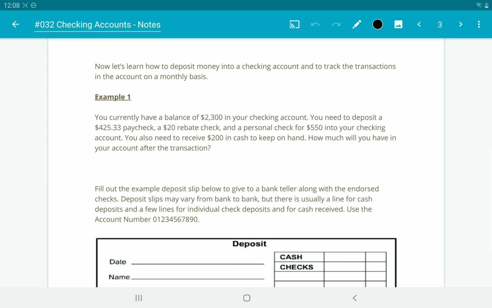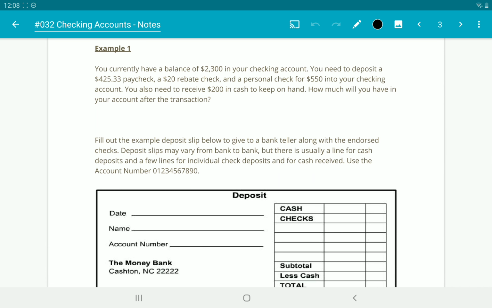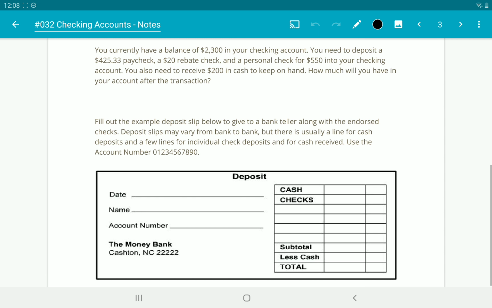Now, let's actually learn how to deposit money into a checking account and how to track the transactions in the account on a monthly basis. So, example one, you currently have a balance of $2,300 in your checking account. You need to deposit a $425.33 paycheck, a $20 rebate check, and a personal check for $550 into your checking account. Okay? So you are depositing all of these things. You also need to receive $20 in cash to keep on hand. How much will you have in your account after the transaction?